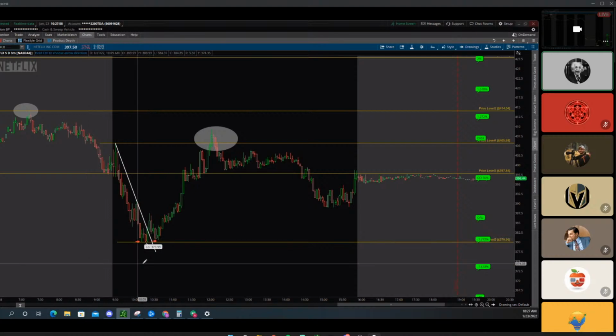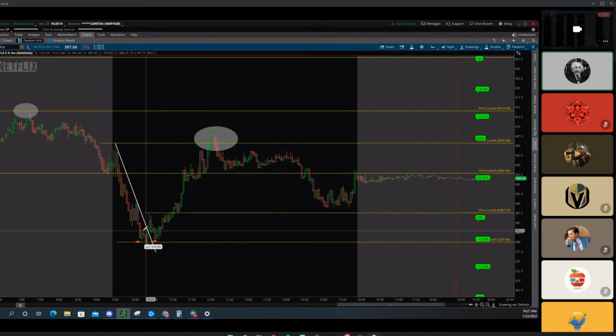Okay, so where's the entry here now? We have the double bottom, we have the trend line. You can get in on this trend line with the stop loss being 380, right? So this is your stop loss if you're getting on this break. But where's the professional way to get in? It would be right here.